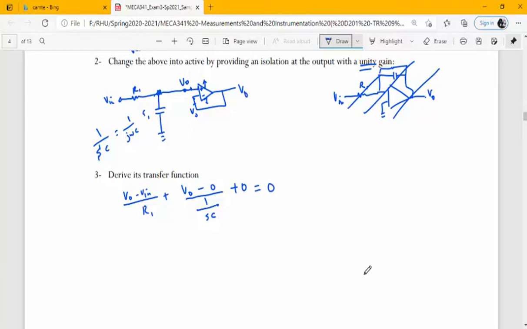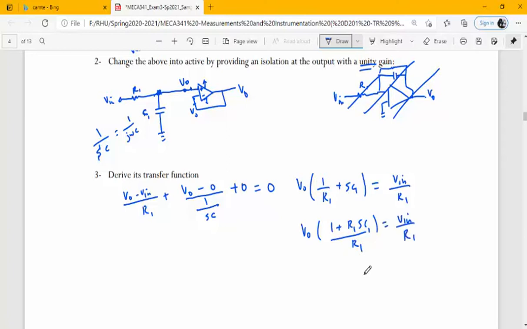Taking V out as common, 1 over R1 plus SC, and we move Vn to the opposite side over R1. Therefore, we have V out times 1 plus SC1R1 over R1. The transfer function is given by the V output over the V input.